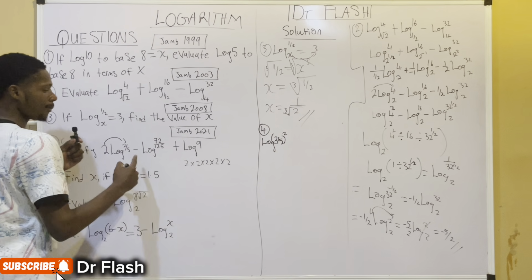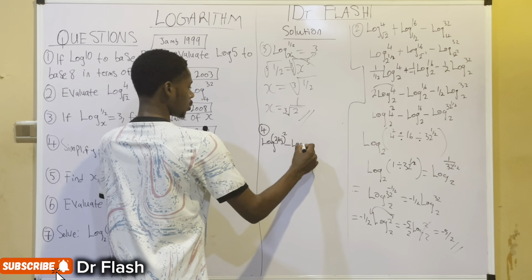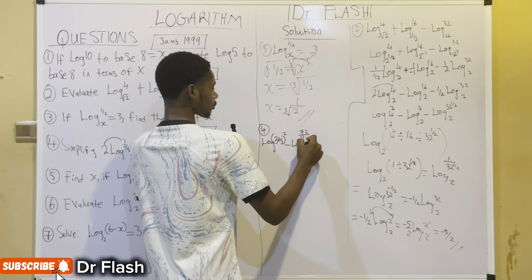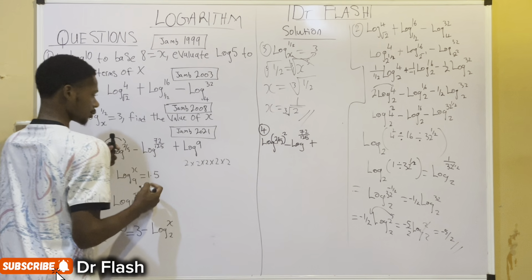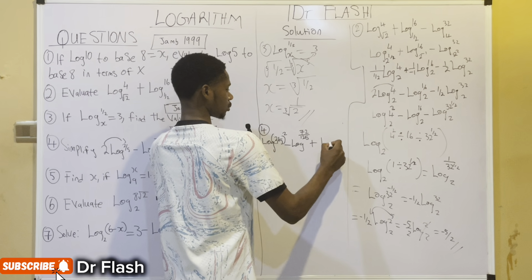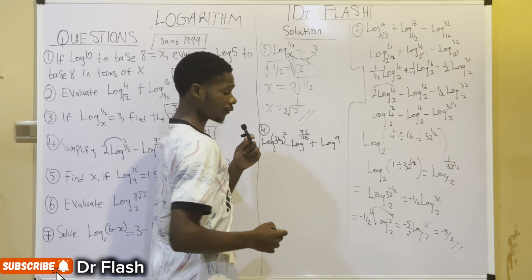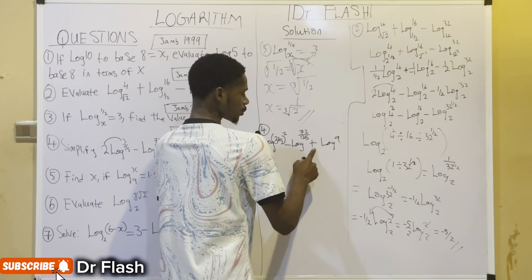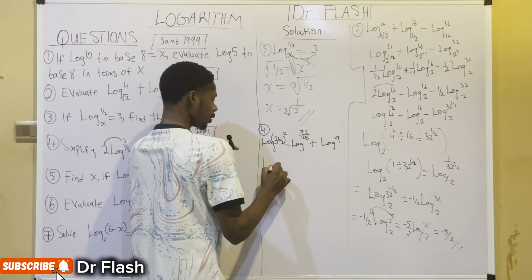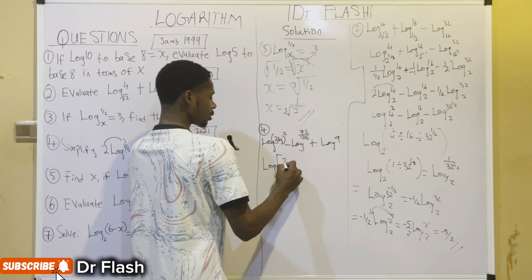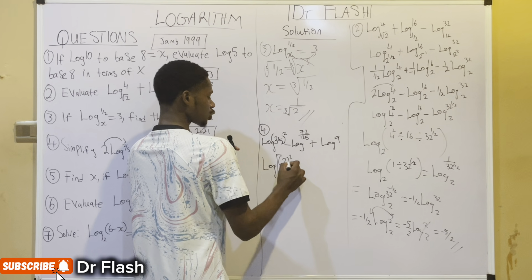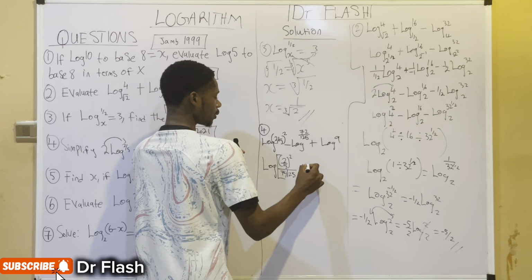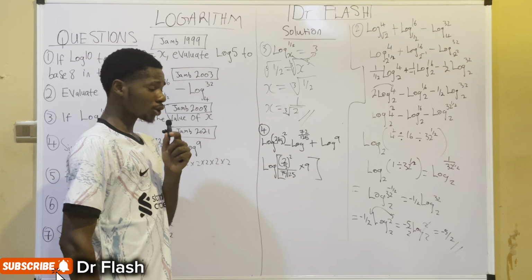Okay, that's what we did. Minus log 72 over 125 plus log 9. Applying the laws of logarithm, minus means we divide, and plus means we multiply by 9. So we are going to have a single log in brackets: 2 over 5 all squared divided by 72 over 125 times 9.